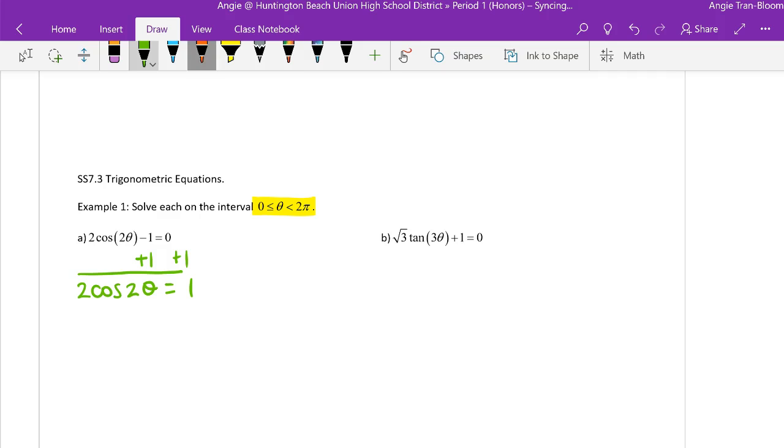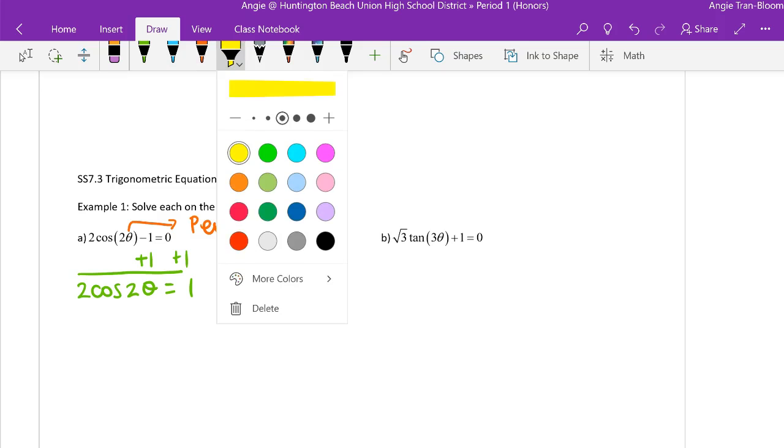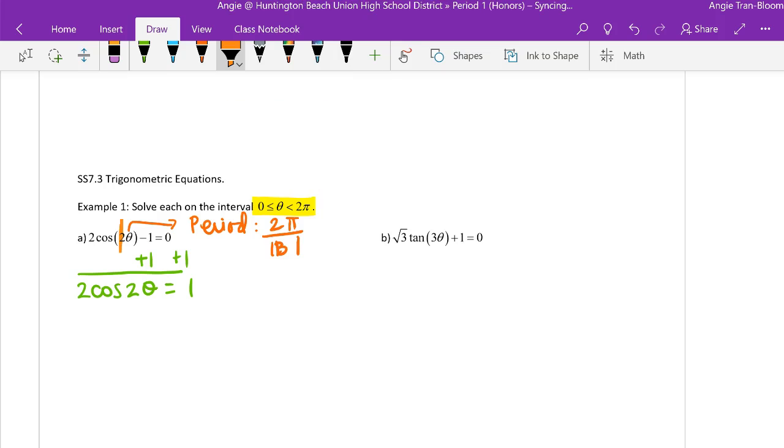Now before you start, you might want to do two things. Find the period of each equation. So the period of cosine is always 2 pi divided by the absolute value of b. B is this value right here, this number 2. So when I go 2 pi divided by the absolute value of 2, my period is pi. And this will come in very, very handy. It's not an answer that I'm looking for. I'm solving for theta, but that's the period, okay?